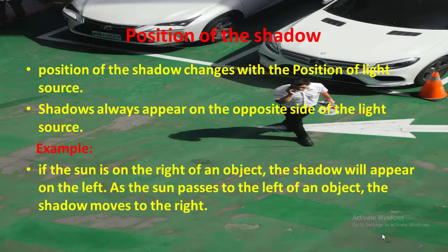I have explained the same thing in a video that I have made for you. Let's watch it. Now we will see how the position of the shadow changes with the position of the light source. Here you can see that the shadow is formed on the opposite side of the light source. Here is the light source and here is the shadow.